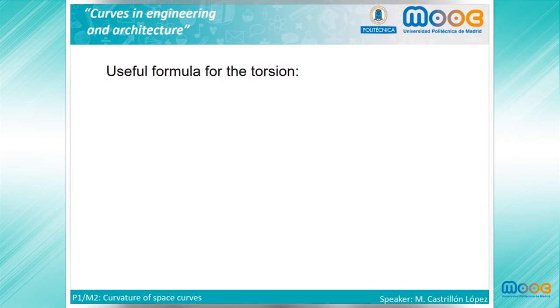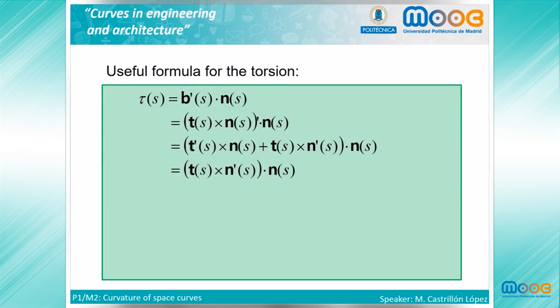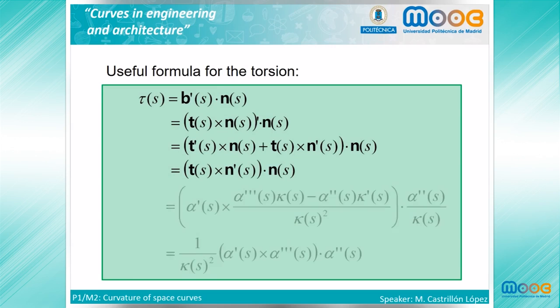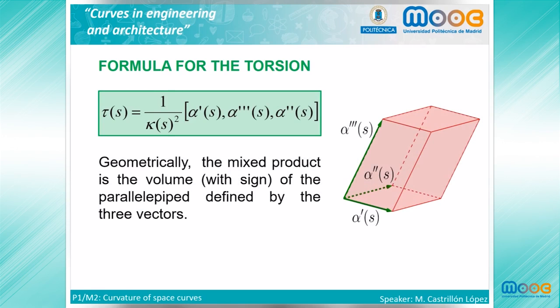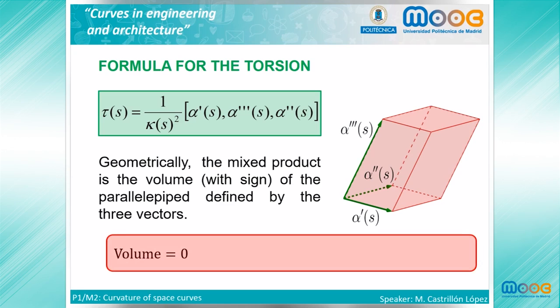We now look for a useful formula for the torsion. After some easy but rather long computations, we can express the torsion as the following quotient: the quotient between the mixed product of the first, second, and third derivatives, and the square of the curvature function. Geometrically, the mixed product is the volume with sign of the parallelepiped defined by the three vectors. Hence, the volume of the parallelepiped is 0 if and only if these three vectors, the first, the second, and third derivatives, lie on a plane.